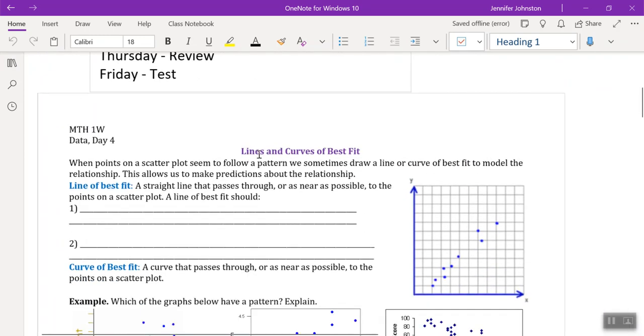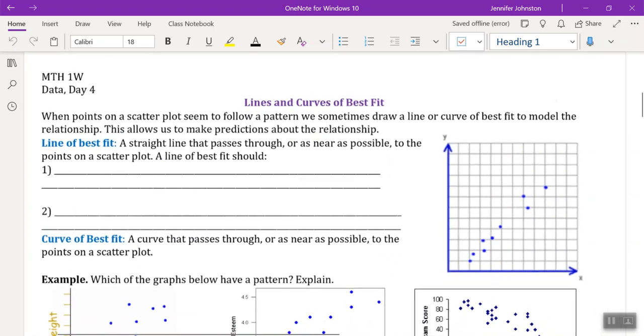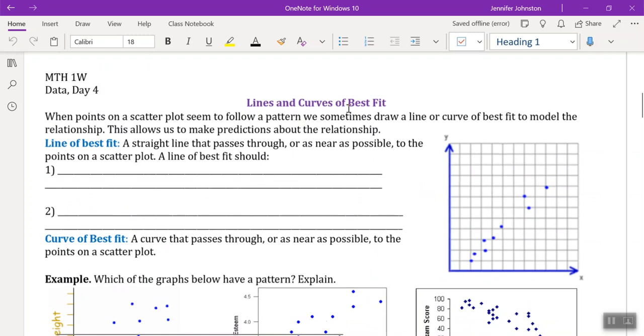Again, at any time, you are more than welcome to press pause, rewind, fast forward through this video in order to get this lesson completed. All right, so lines and curves of best fit. Let's press pause and make sure everybody has day 4 in front of them.